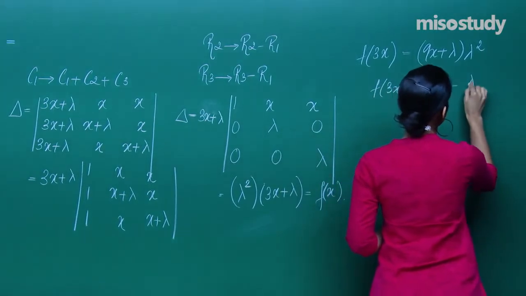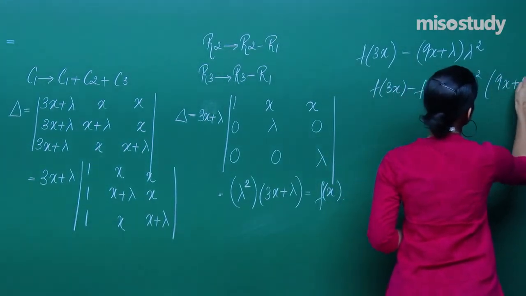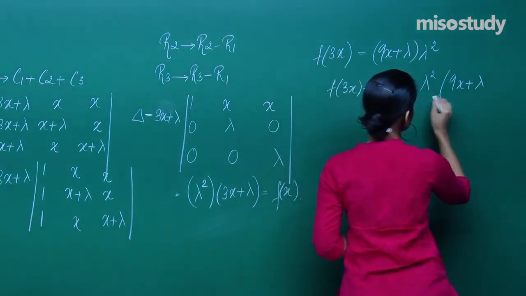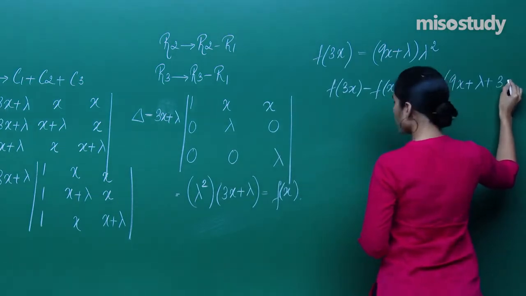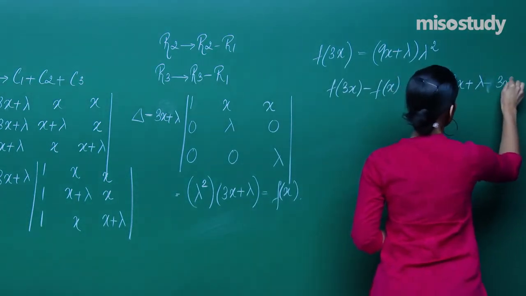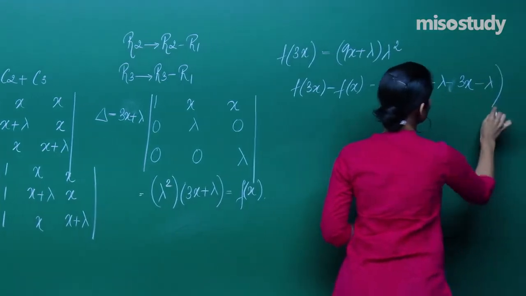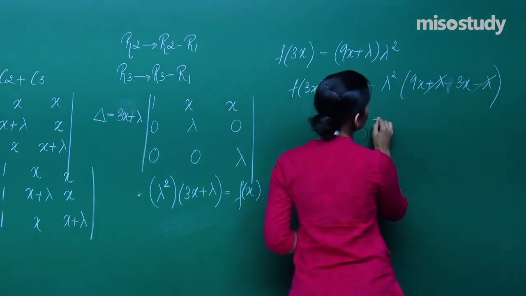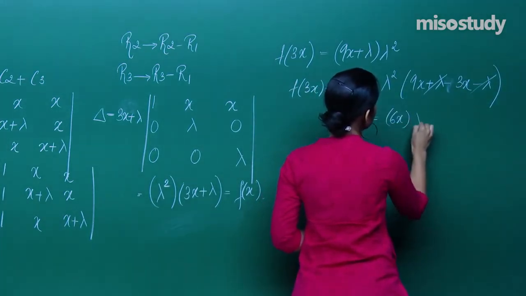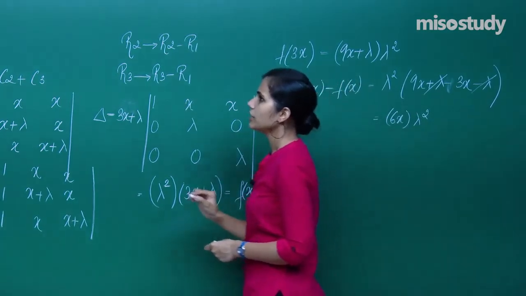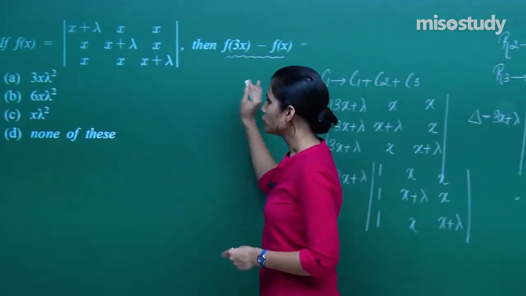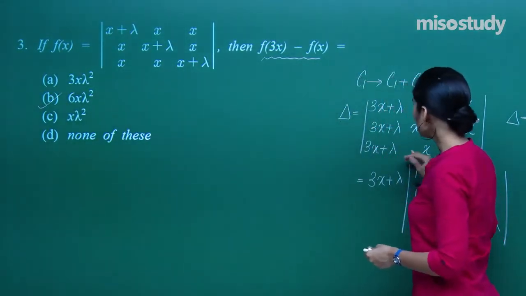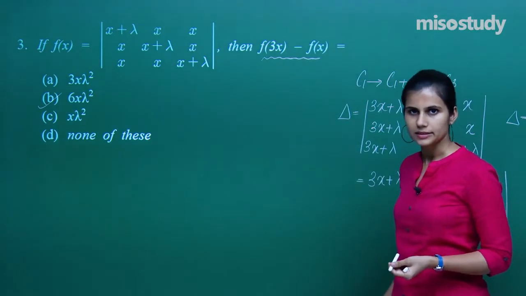F of 3x is lambda square into 9x plus lambda, minus f of x, which is lambda squared into 3x plus lambda. So take lambda square common, and this is minus 3x minus lambda because we want to subtract it. Plus lambda minus lambda cancels. You have 9x minus 3x, which is 6x into lambda squared, so this quantity comes out to be equal to 6x into lambda square. Nothing great, I just used the row operations to evaluate the determinant and I got my answer.